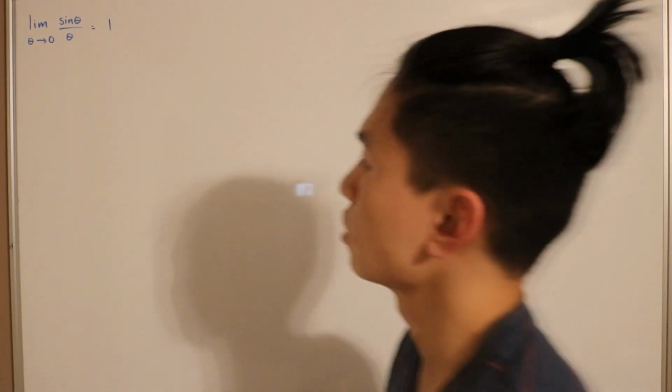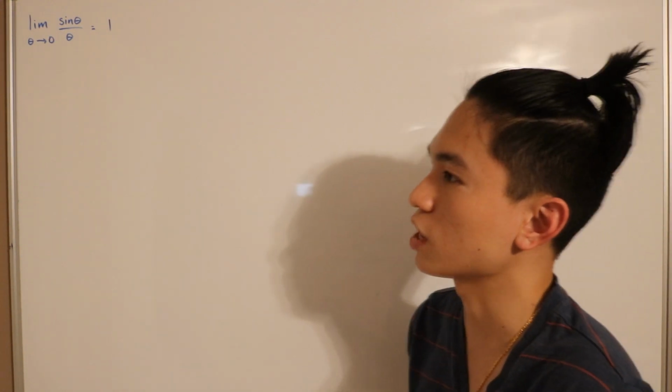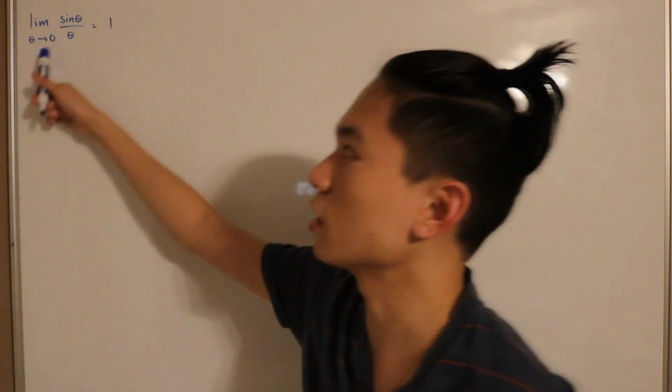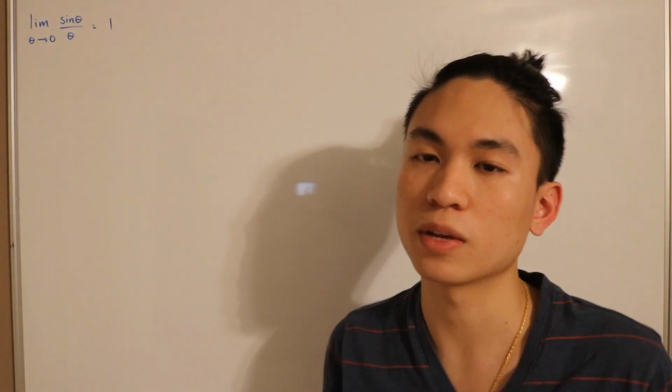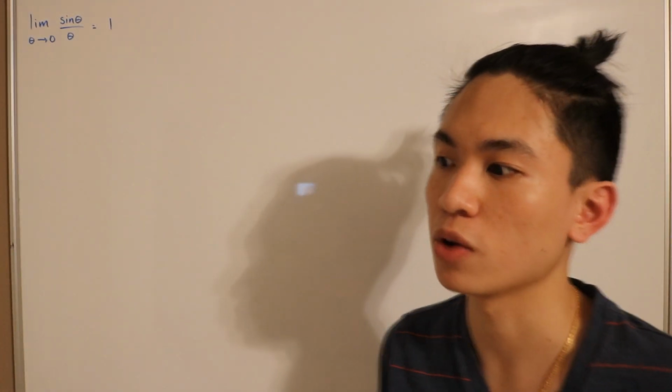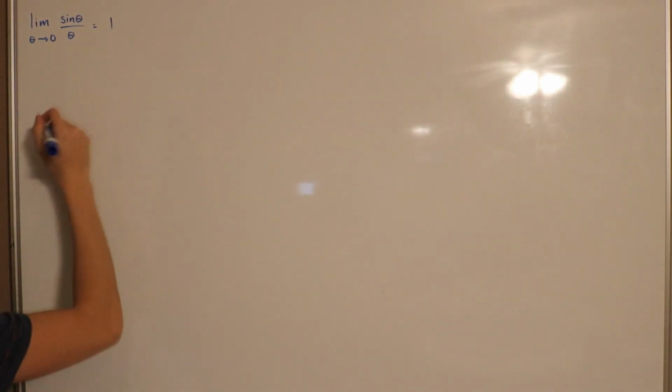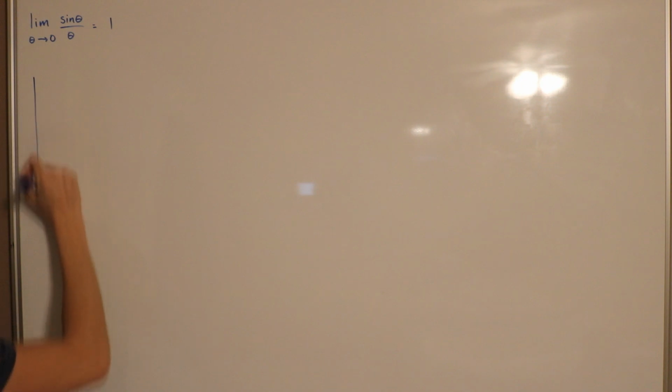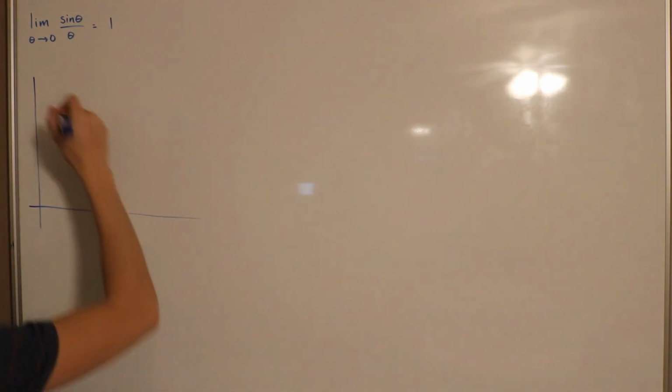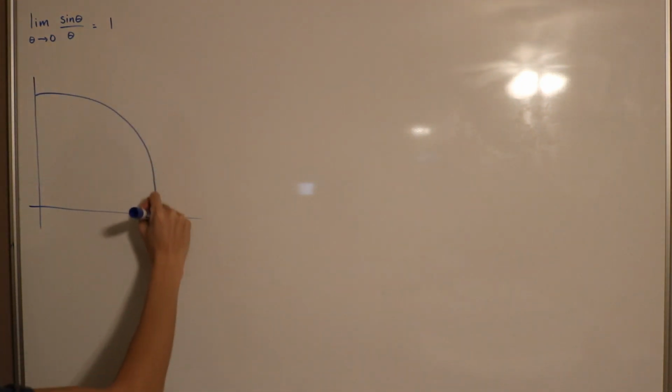So let's first start off by sketching the unit circle. Because theta is approaching 0, we're only going to consider the first quadrant, so all positive numbers really. So I'm going to draw the unit circle in the first quadrant. What we have is this right here, our unit circle.